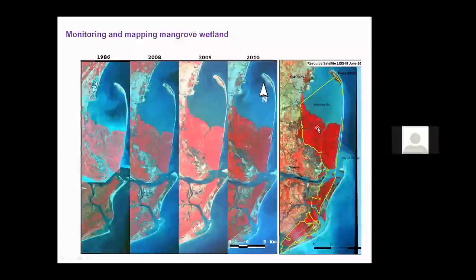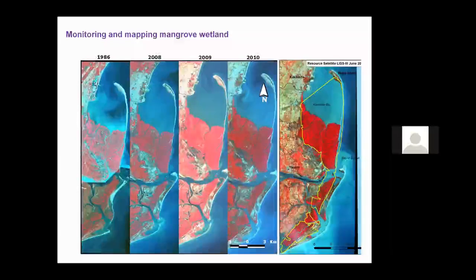You can see in the last image how bright the image is. This is a false color composite image, and the mangroves are very bright. Based on this, remote sensing is effectively used for monitoring mangroves and restoration. This is the only way you can monitor mangrove restoration.